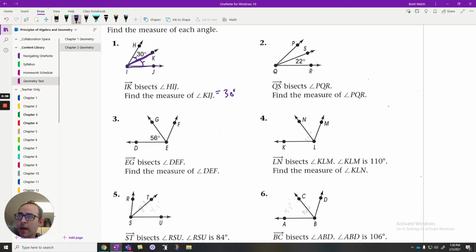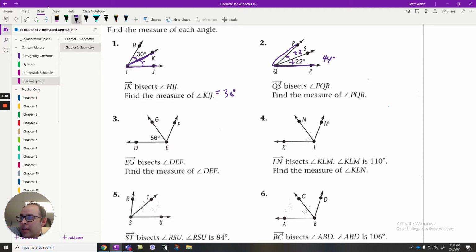Down here, QS is bisecting PQR, which means these two guys are going to be the same size. Okay, so that puts us with these two guys being the same size. Now when I want to find PQR, well, PQ to R, that's not one of them, that's actually both of them. So I'm going to combine those two together. So the 22 plus the 22 becomes 44 degrees.